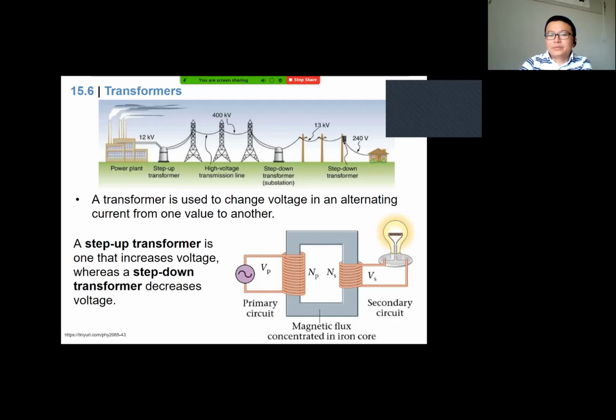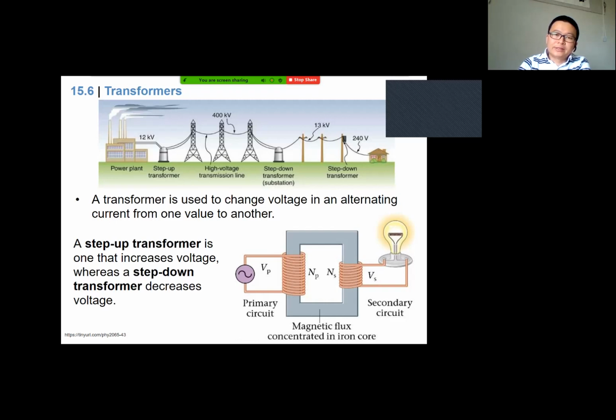Okay, so this is a schematic drawing of a transformer. Inside it, you have coils on the primary circuit, and then you have coils also on the secondary circuit. Okay, so if you want to increase the voltage, then you will have a smaller number of turns over here. You have a larger number of turns over here.